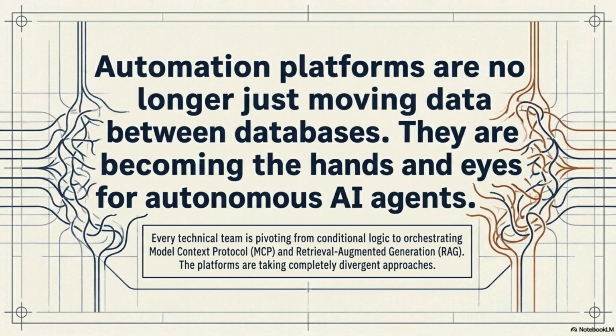Absolutely. These automation platforms are no longer just moving data between databases. They are becoming the hands and eyes for autonomous AI agents. Every technical team I talk to is currently obsessed with implementing MCP and RAG. And the approaches these platforms are taking to AI integration are completely divergent. Like Zapier is leveraging its greatest asset, which is its sheer volume of integrations, through the Model Context Protocol, or MCP. Can you break down what MCP actually is?